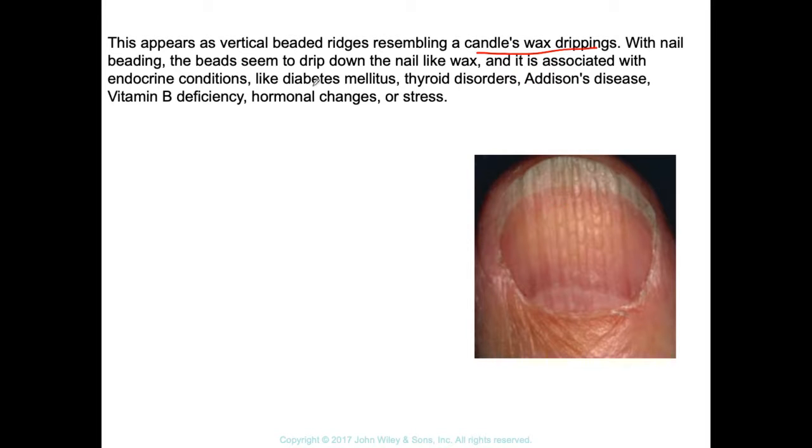This could be seen with certain endocrine issues like thyroid disorders or Addison's disease. These are more endocrine based. You could see them sometimes with B vitamin deficiencies and just general hormonal changes and with chronic stress, right? But they're not normal. We have to say, okay, what's causing this? What's causing this type of appearance?